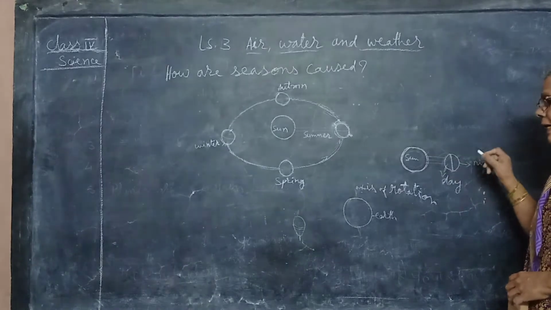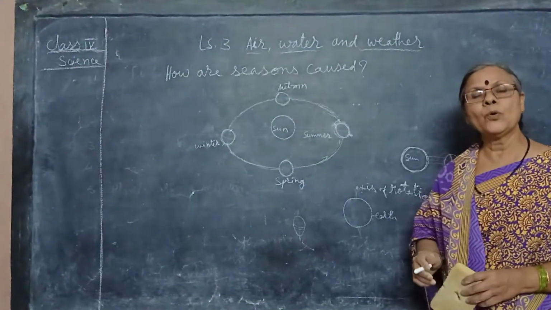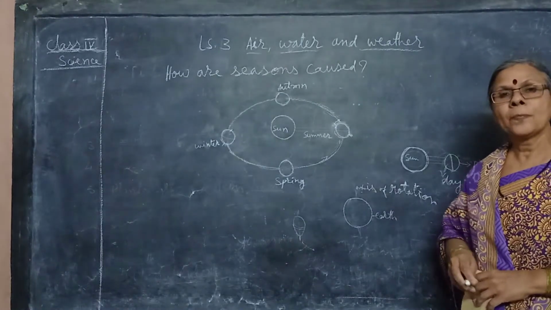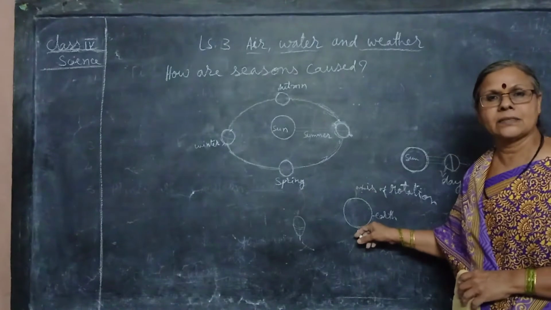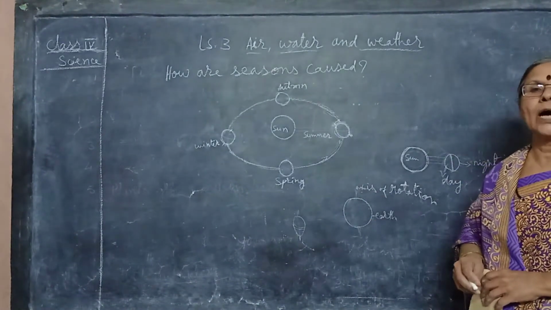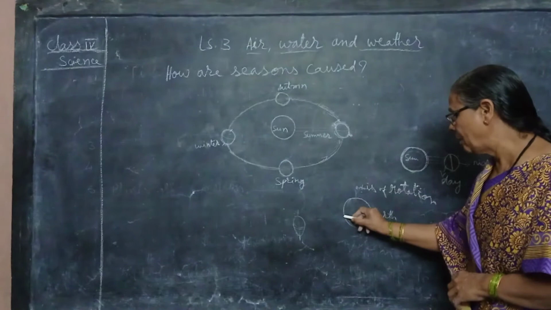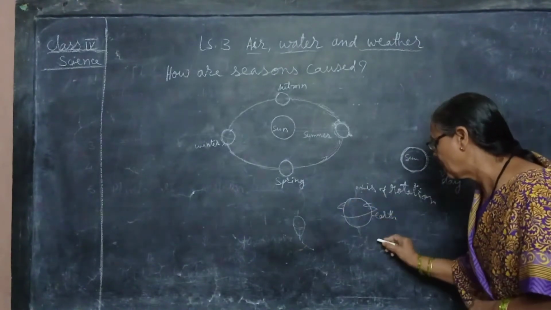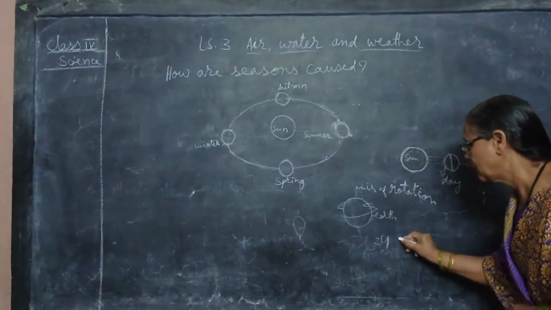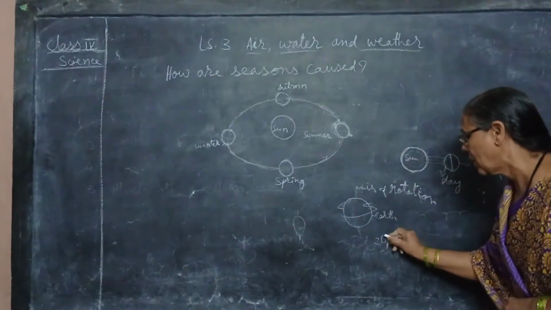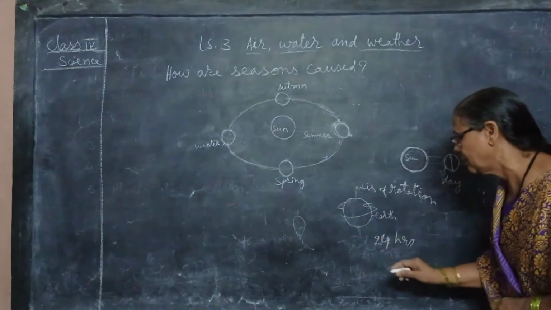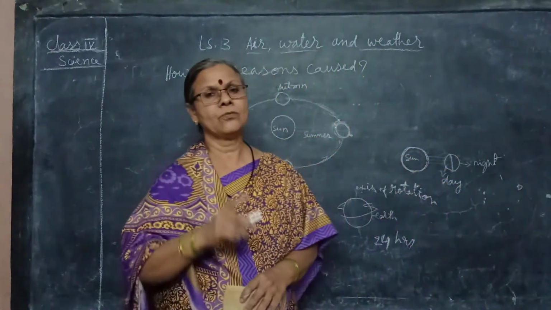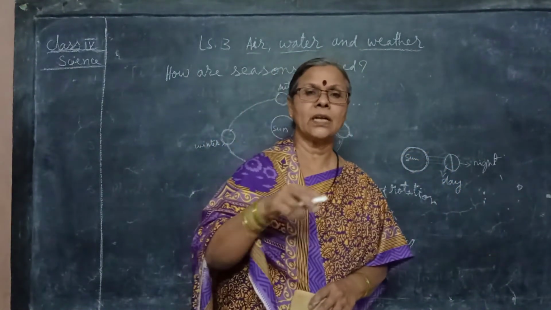So how are the day and night caused? The spinning movement of the earth around itself is called rotation of the earth, and it causes day and night. It takes 24 hours to complete one rotation. How much? 24 hours to complete one rotation. That is, it takes one day of 24 hours to complete one rotation around itself.